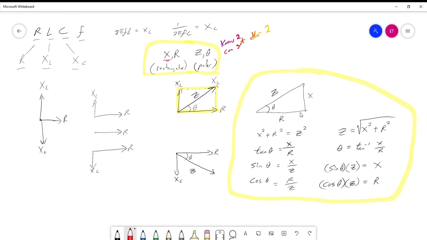So, right. When we're working in the AC course, it's always just those four things. And those four things relate to each other in a right triangle. Okay.